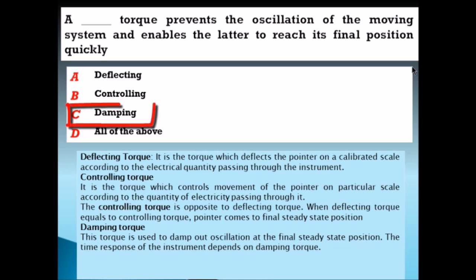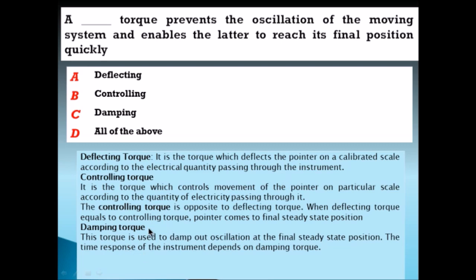First we understand what deflecting torque is. The deflecting torque is the torque which deflects the pointer on a calibrated scale according to the electrical quantity passing through the instrument. What is controlling torque? The controlling torque is the torque which controls the movement of the pointer on a particular scale according to the quantity of electricity passing through it. The controlling torque is the opposition to the deflecting torque. When deflecting torque and controlling torque are equal, the pointer comes to its final steady state position.